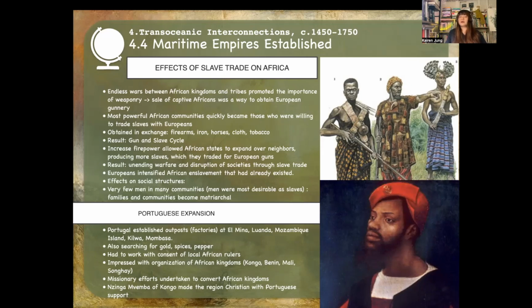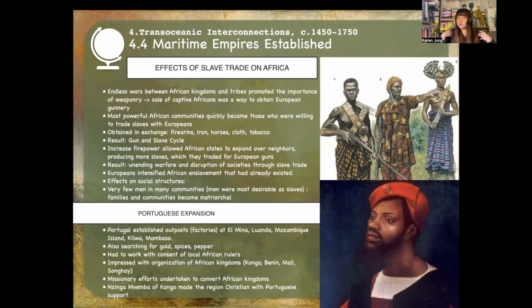The Portuguese established outposts, aka factories, at Elmina, Luanda, Mozambique Island, Kilwa, and Mombasa. They were searching for gold, spices, and pepper. They had to work with the consent of the local African rulers, and they were impressed with the organization of the African kingdoms of Congo, Benin, Mali, Songhai, and so on.